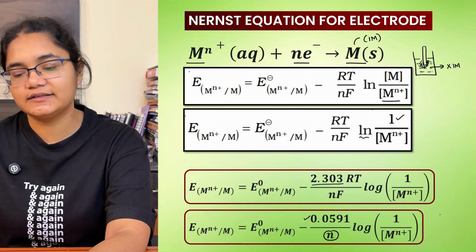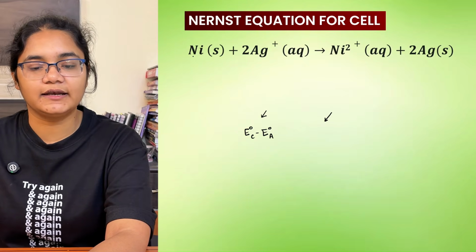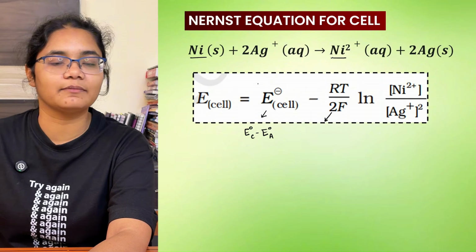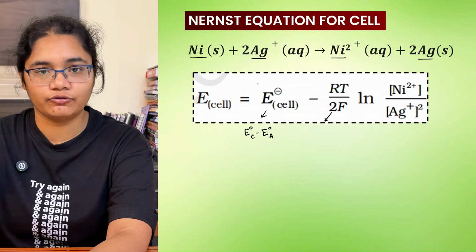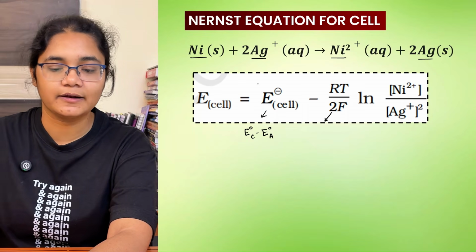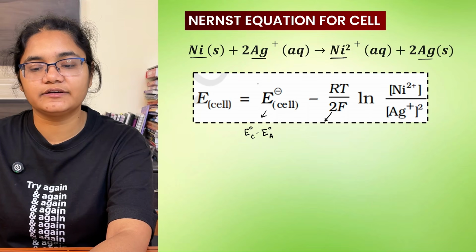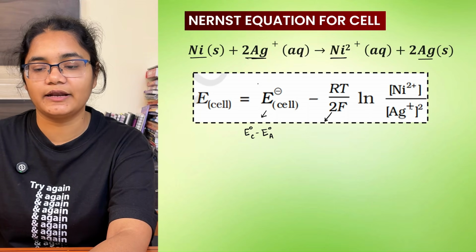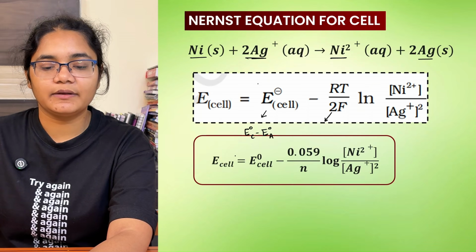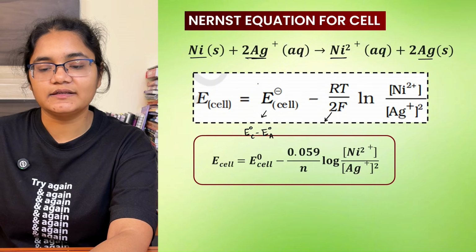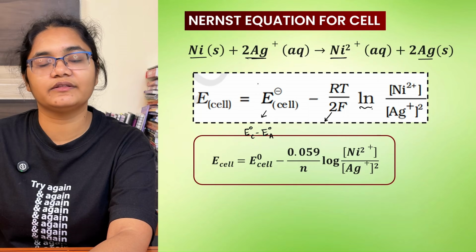n is the number of electrons involved. Here, nickel is getting converted to Ni2+, so the number of electrons involved is 2. Similarly, Ag+ is getting converted to Ag, 1 electron is there, so 2 Ag means 2 electrons. That is why the n value is 2. Then ln of product concentration divided by reactant concentration, Ni2+ divided by Ag+ squared. Now E of the cell is equal to E naught of the cell minus 0.059 by n, and this ln can be converted to 2.303 log.